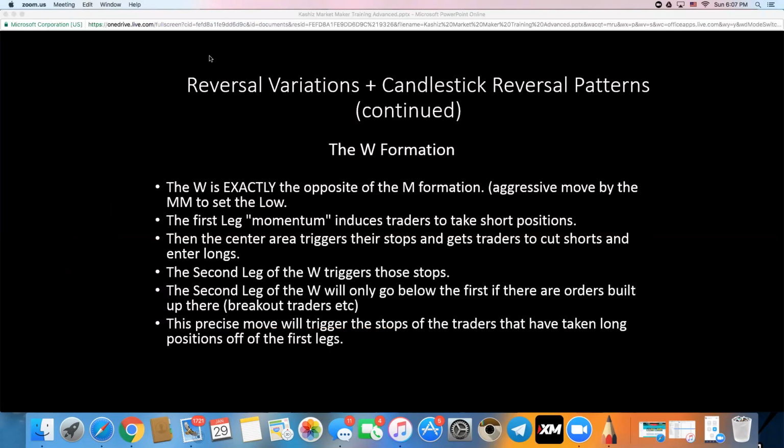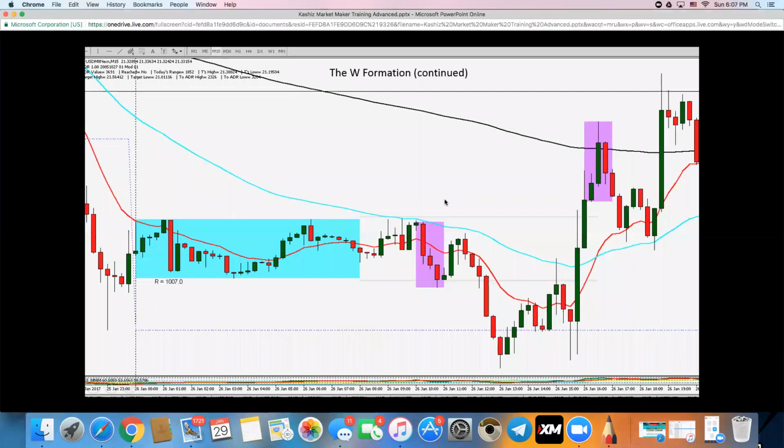All right, let's show you some examples of the W's. The W formation. I hate this pair, by the way. USD Mexican. I know Tim and Pitman love this pair. I don't know if they're in here. I think, yeah, Pitman is in here. So this is one of the first variations, another variation of the W.